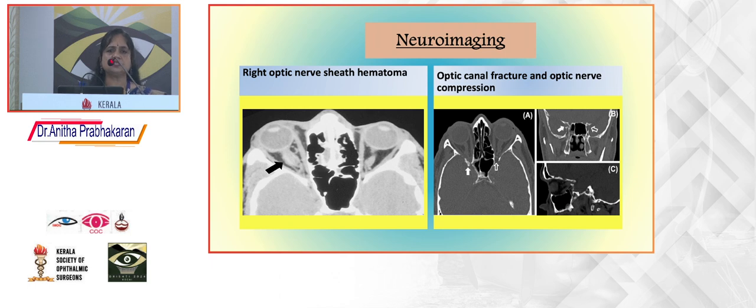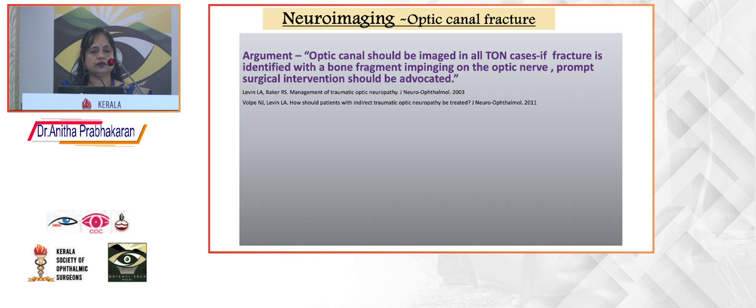How would you manage? First, we talk about investigations as usual. But here, to demonstrate optic nerve sheath hematoma or an optic canal fracture with bone impinging on the optic nerve, we need neuroimaging. And the argument is that neuroimaging should be done at the earliest, so that if there is any bone fragment, it can be surgically removed.